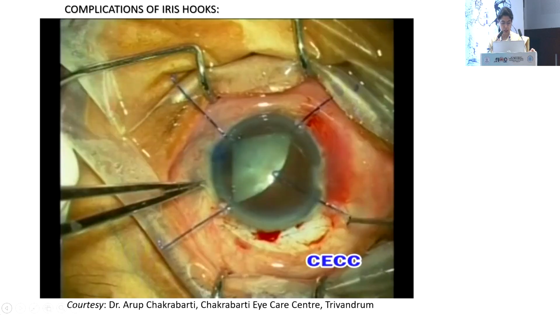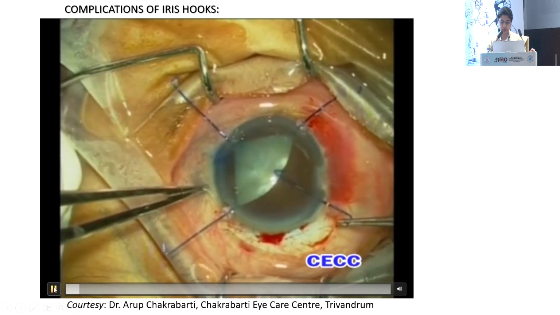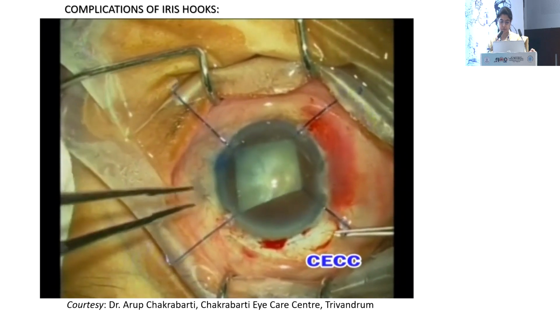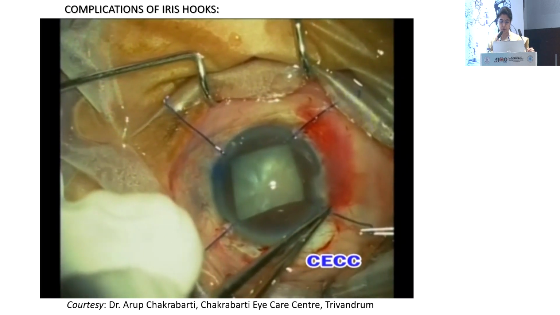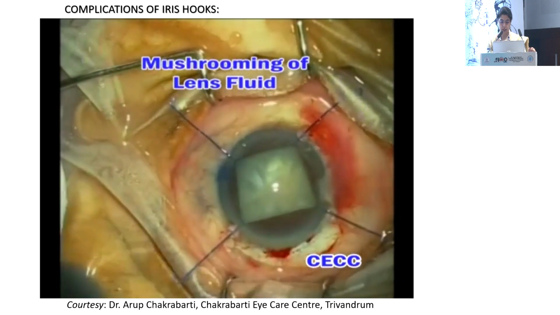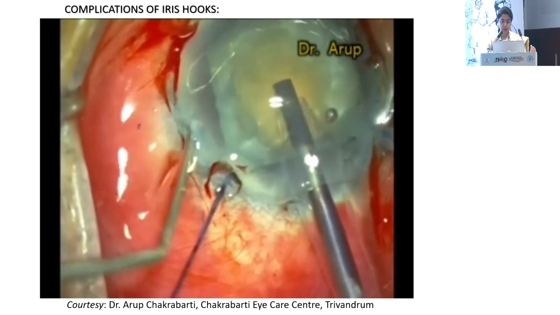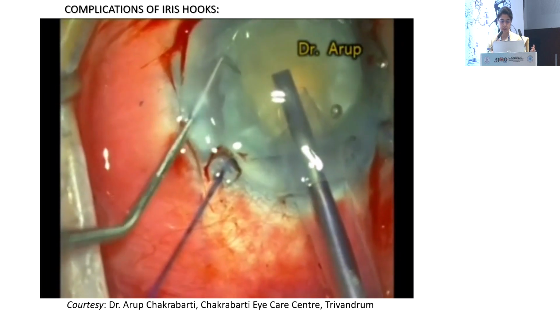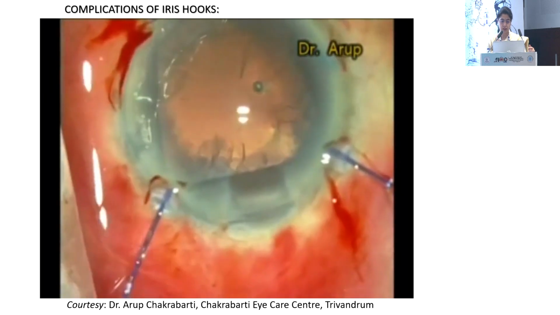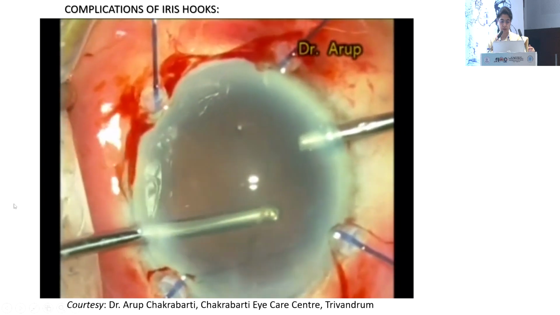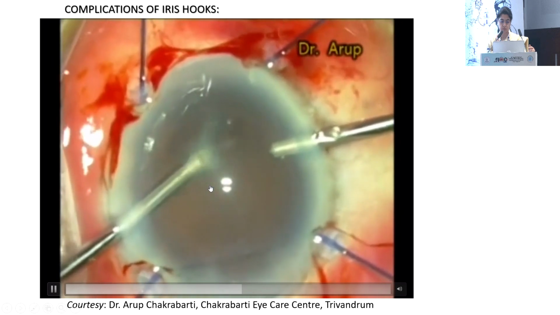I'll show some complications of iris hooks. This is a video by Dr. Aroop's hospital. So here there is iris hook has punctured the anterior capsule and there is mushrooming of fluid in this cataract. So the iris hooks are tightened too much. Now again here the iris is tented and the chopper has damaged the iris and there is bleeding. Yes, now you see the bleeding there.